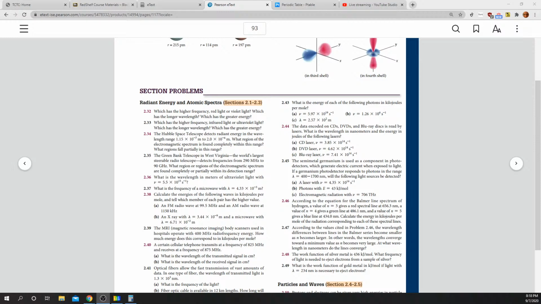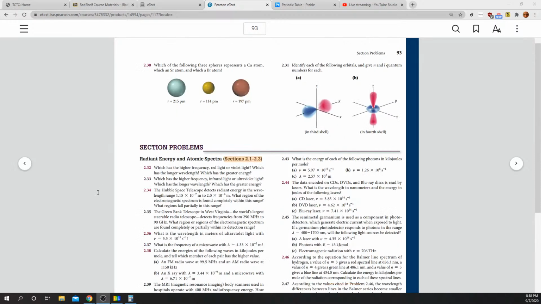34. The Hubble Space Telescope detects radiant energy in the wavelength range 1.5 times 10 to the negative 7th meters to 2.0 times 10 to the negative 6th meters. What region of the electromagnetic spectrum is found completely within this range? What regions fall partially in this range? Well, that means that we are looking at 115 nanometers and 20 nanometers. So it is not within the visible range. It is well beyond that. It is in the ultraviolet range, as far as I can tell.